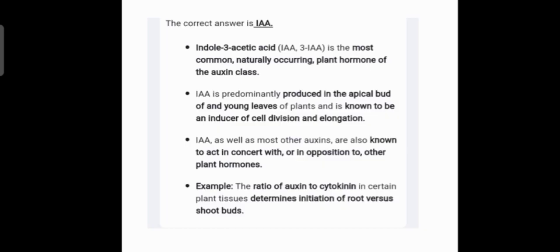IAA, indole 3 acetic acid, is the most common naturally occurring hormone in the auxin class, and it is predominantly produced in apical buds and young leaves. IAA, auxin, is produced in apical buds and young leaves in plants and is known to be an inducer of cell division and elongation. So IAA helps in inducing cell division and elongation, and most other auxins are also known to act in concert with or in opposition to other plant hormones.